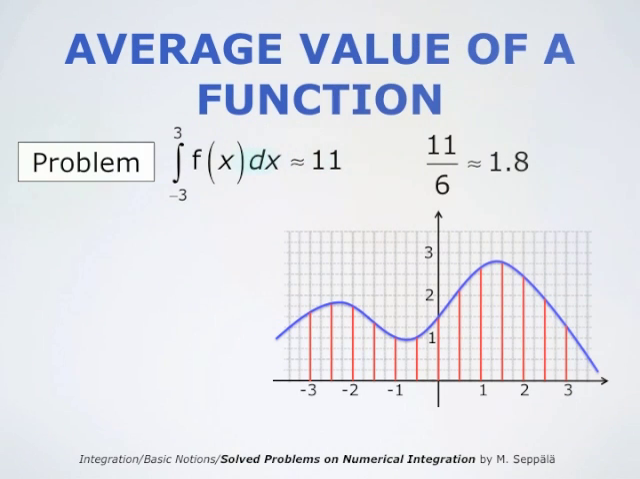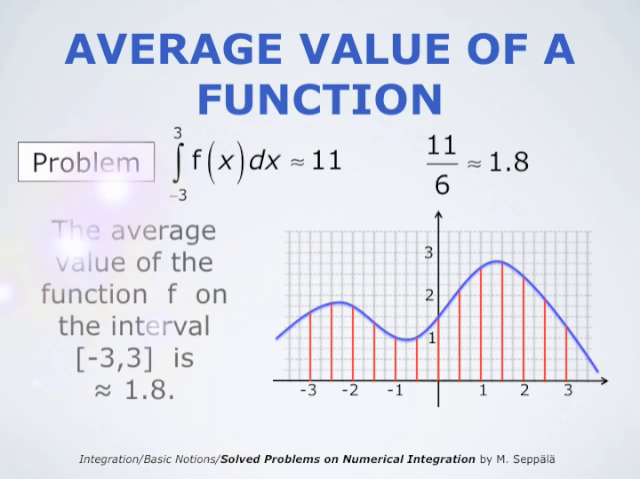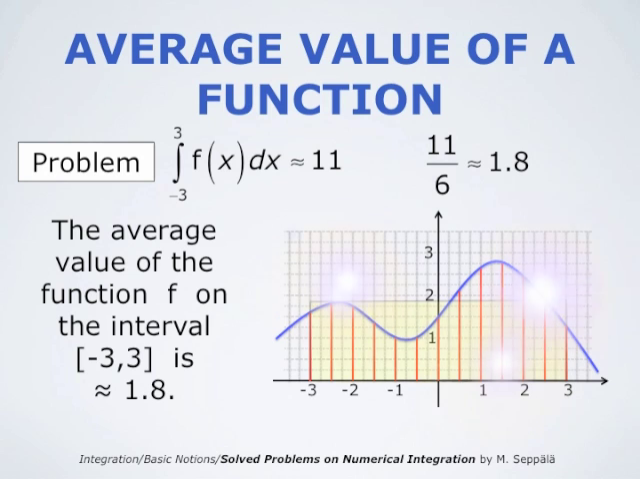And 11 divided by 6 is 1.8. This means that the average value of the function f on the interval from -3 to 3 is about 1.8. And this means that the rectangle whose base is the interval from -3 to 3 and whose height is about 1.8 has the same area as the domain under the graph of this function and over the interval from -3 to 3.